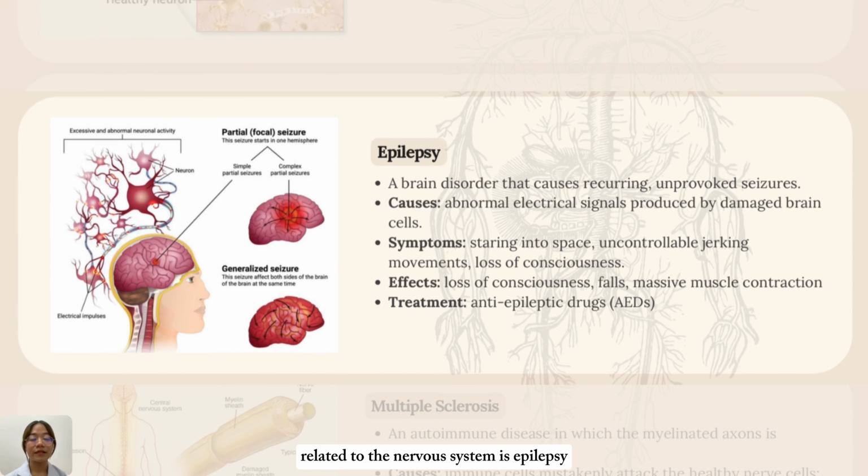The next disease related to the nervous system is epilepsy. Epilepsy is a brain disorder that causes recurring, unprovoked seizures in a person. The cause of epilepsy is the abnormal electrical signals produced by damaged brain cells. Symptoms of epilepsy include staring into space, uncontrollable jerking movements, as well as loss of consciousness. Effects of epilepsy include loss of consciousness, falls, and massive muscle contraction. The treatment for epilepsy is the anti-epileptic drugs.